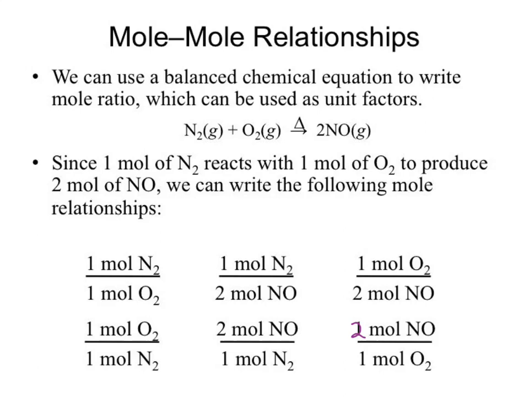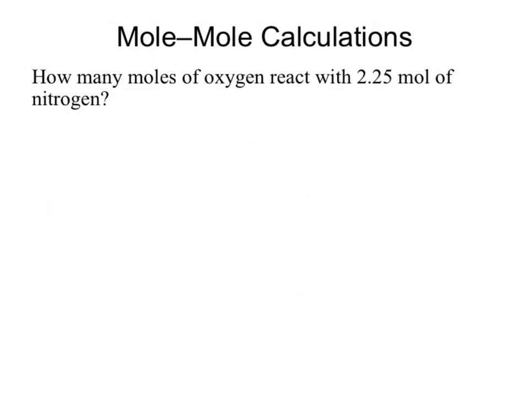So let's take a look at a couple examples, or maybe just one. If this was our question, how many moles of oxygen react with 2.25 moles of nitrogen? The first thing that we'd want to do is identify what stuff we've got going on in here. We're looking at moles of oxygen, and we're looking at moles of nitrogen. Do we have a problem with that right away? How do I convert between the moles of oxygen and the moles of another species?